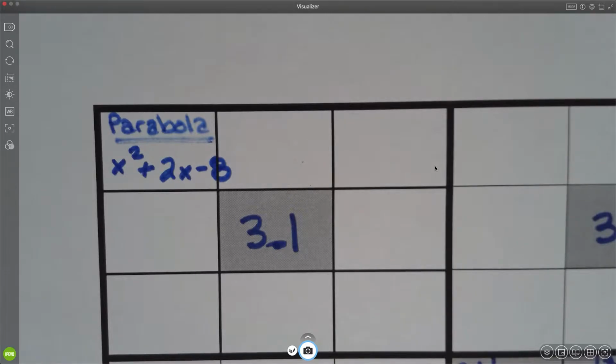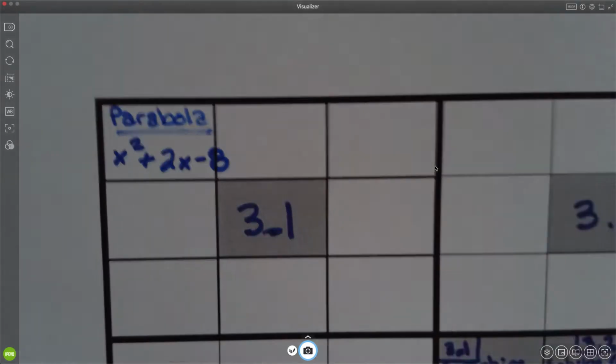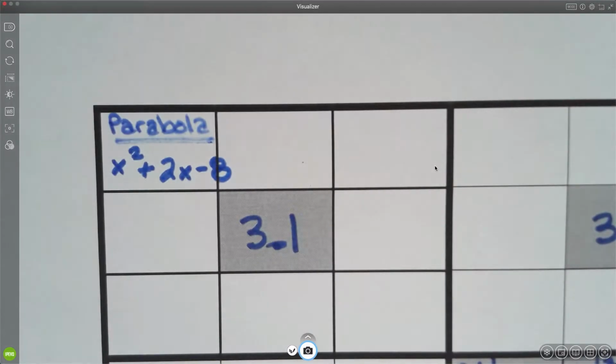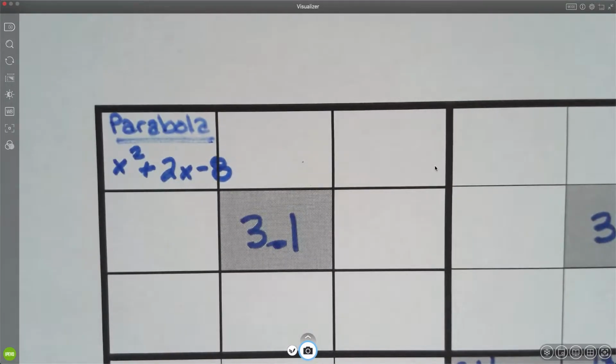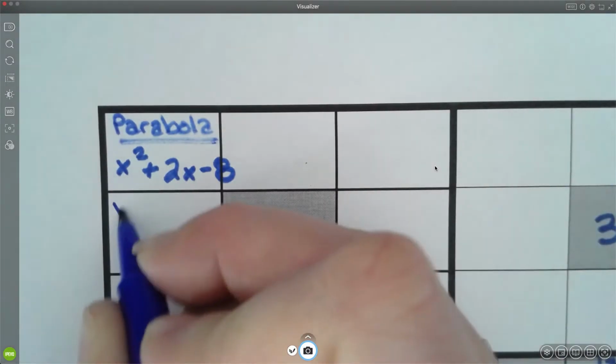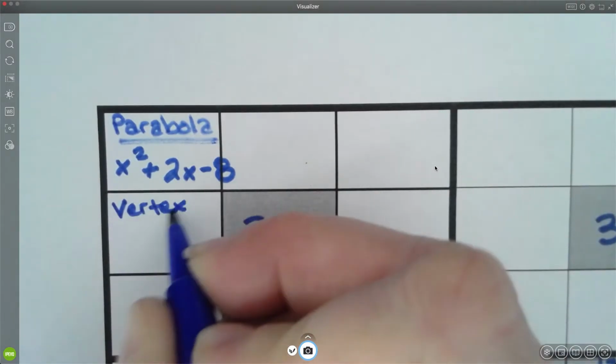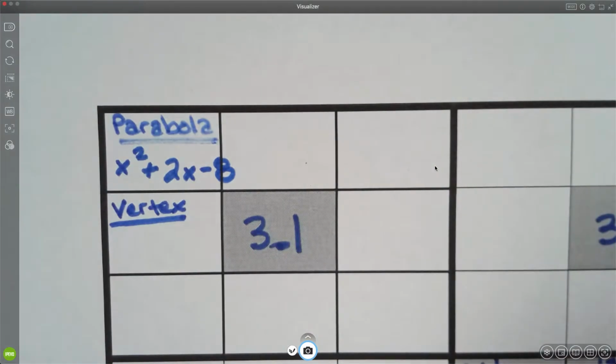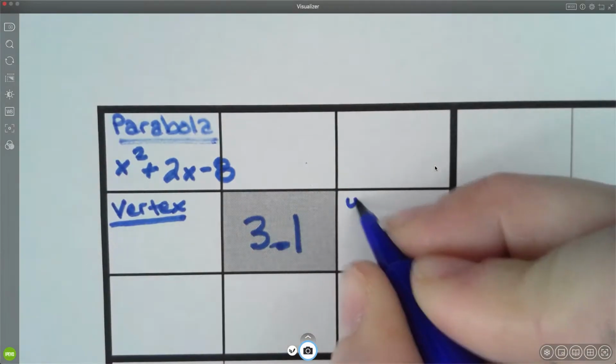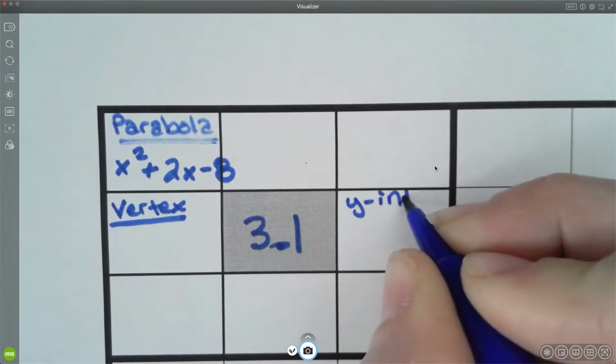All right. Now, what are some things that we need to know or find in order to graph this thing? What are some new things? That's in section 3-2, so we don't get to that yet. What are some things? Y-intercept. The vertex. Okay, so I'm going to do the vertex down here. And I'm going to do what else? Axis of symmetry. Y-intercept. And I'm going to do axis of symmetry down here.